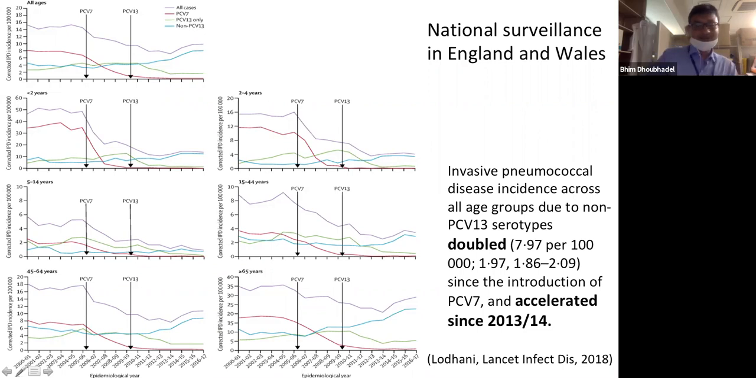So why is it happening like this? Why are non-vaccine serotypes emerging? There are various reasons that people are thinking. One is capsule switching: there is a vaccine serotype, and when you give a vaccine, the bacteria, to protect itself from the vaccine, change to have a different antigen. So it's capsule switching.